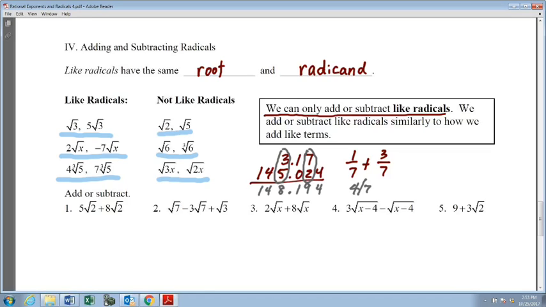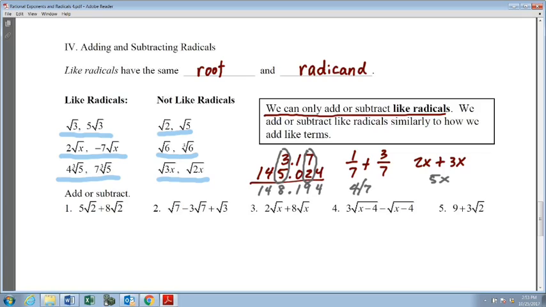Or we've done a lot of combining like terms. And so these are considered like terms. We just add the numbers in front. We get 5x. And actually it says here that the way we're going to add radicals, or like radicals, is similar to how we add like terms. So in this problem here, we added the 2 and the 3, and we got 5x.